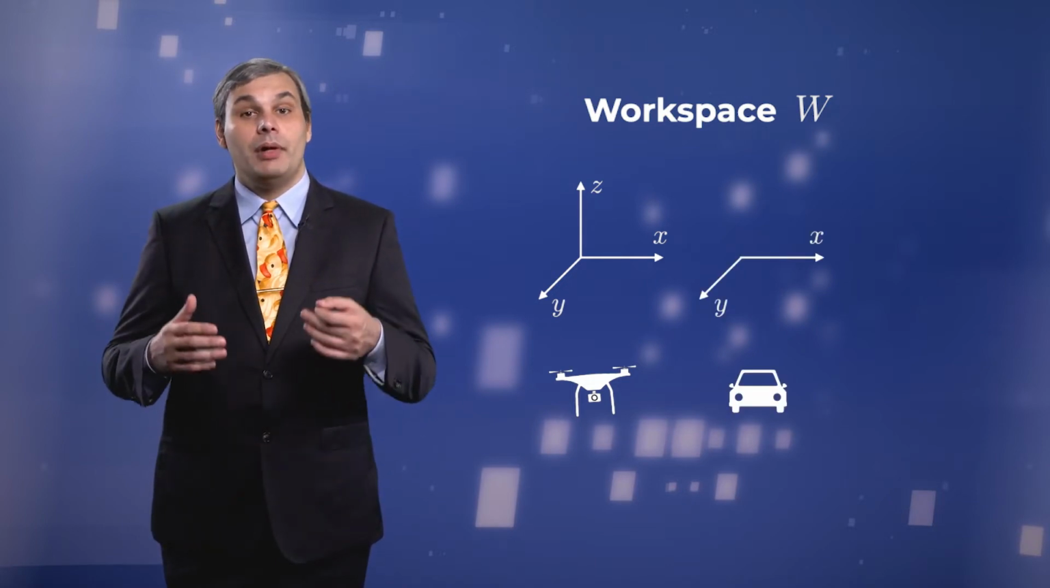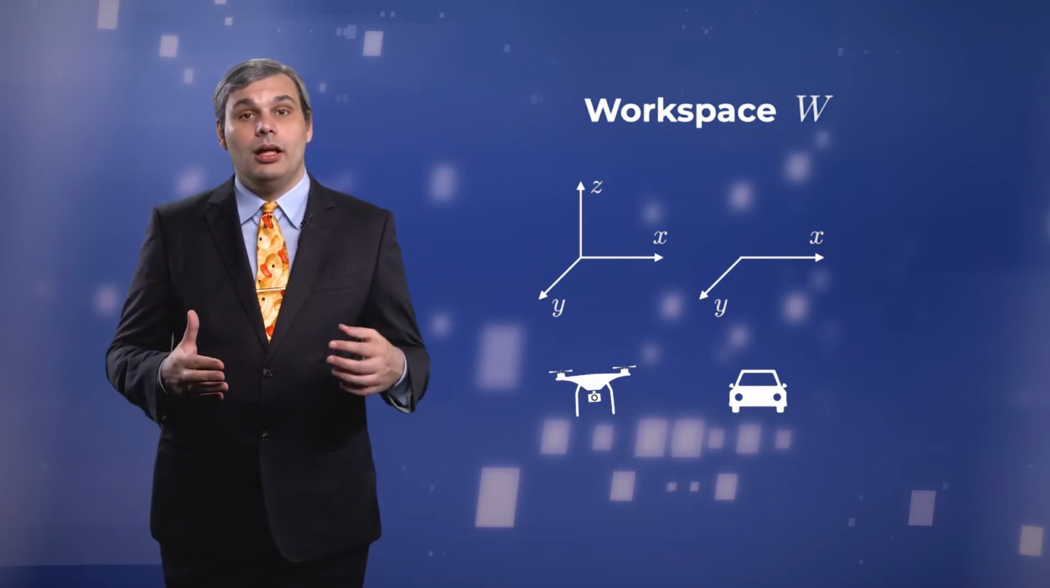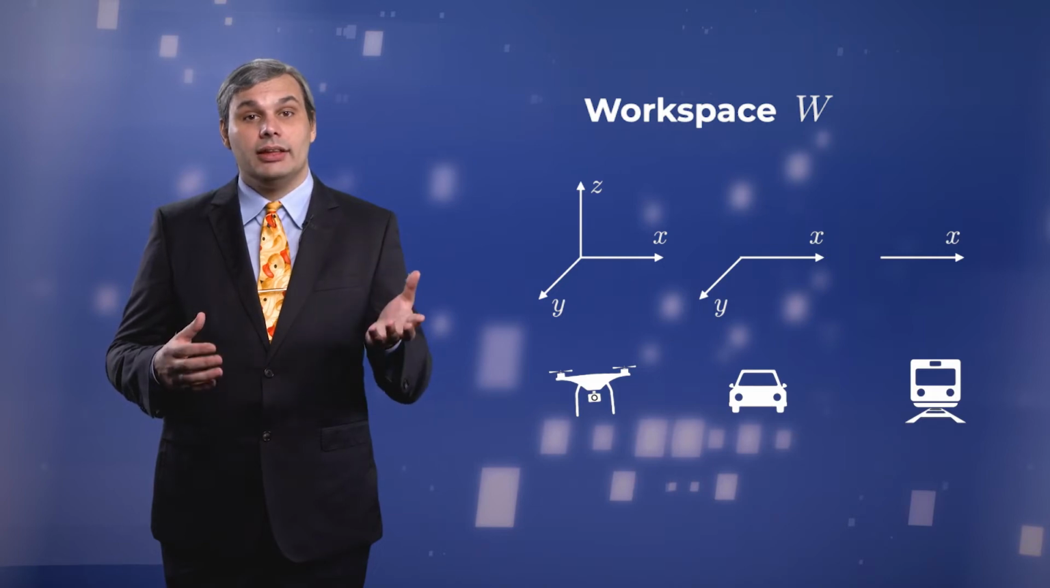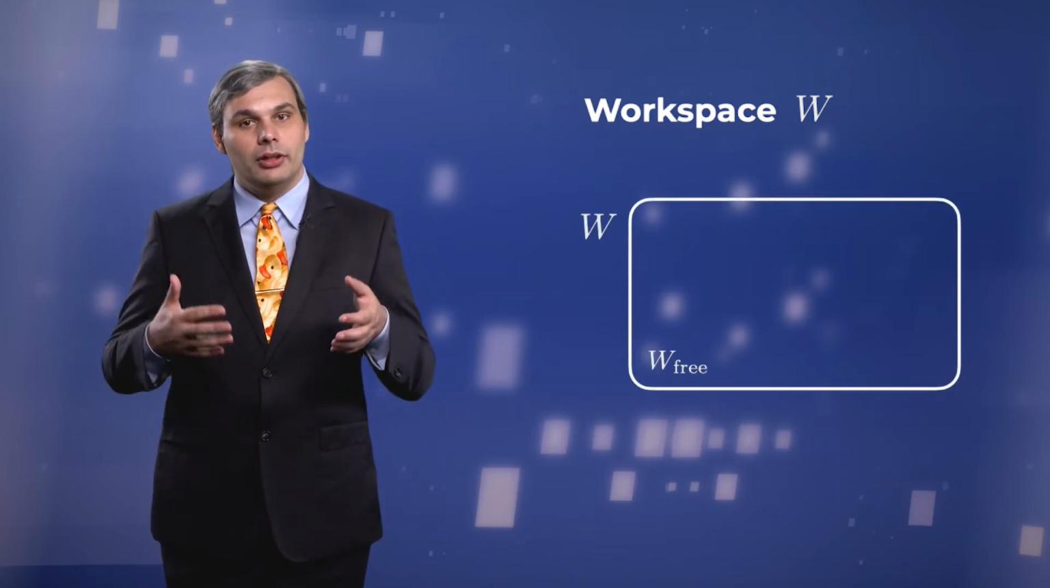For example, if we were planning for vehicles that move in the plane, we could use a two-dimensional workspace. If we're trying to coordinate the motion of two trains on the same track so that they don't collide, we could take the workspace to be one-dimensional. We'll use the workspace to keep track of the obstacles with which the robot should not collide.